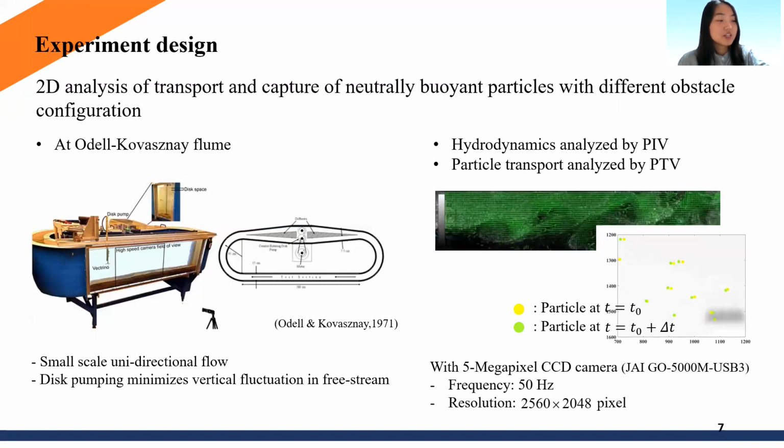So moving on, our study is designed for two-dimensional analysis of particle transport. All of our experiments were conducted at the Otto-Cavazzi flume, shown on this slide, which is designed for a small-scale unidirectional flow. The straight section where we can see inside is the test section, and its length is 2 meters. Flow is driven by a disk located at the backside of the flume, which makes it possible to circulate identical particles inside the flume continuously. We'll be analyzing both particle transport and flow structures, and to do that, hydrodynamics would be analyzed based on PIV, and particle transport would be analyzed based on PTV.